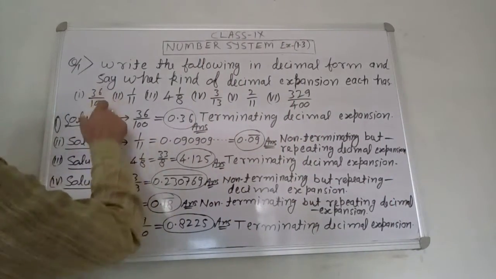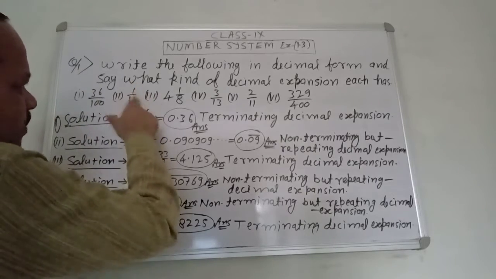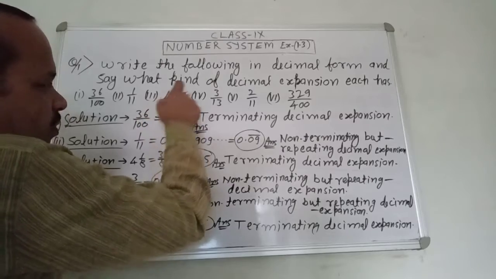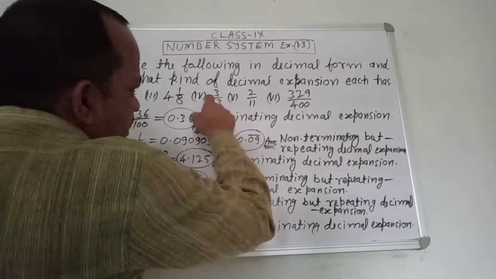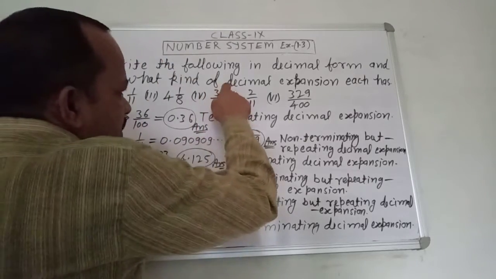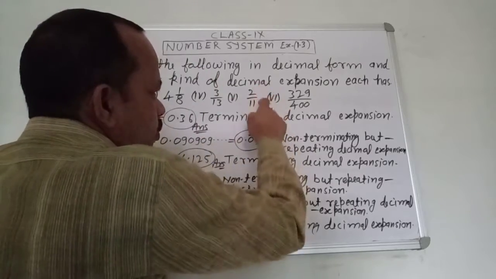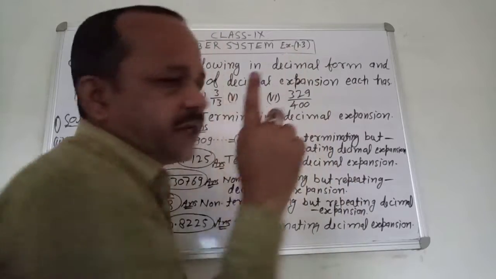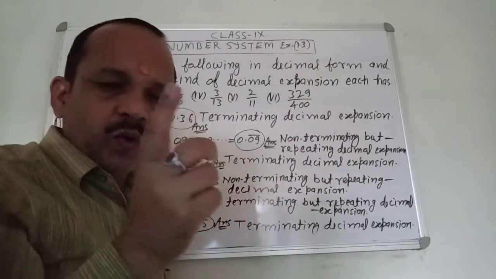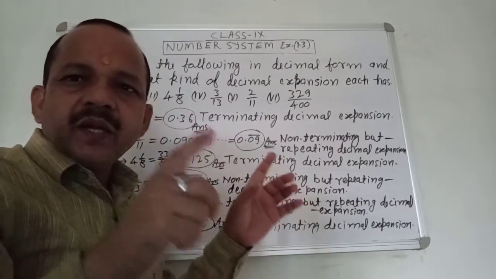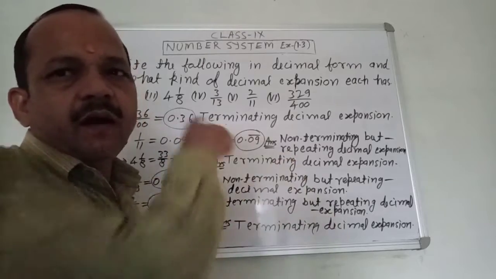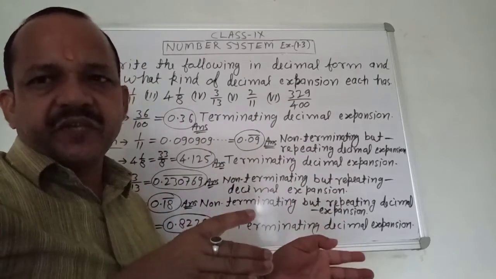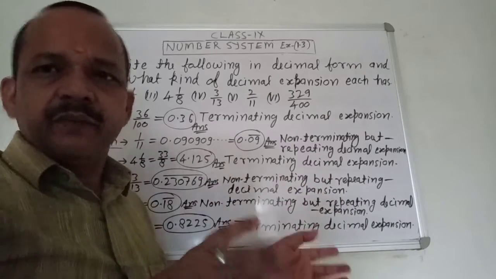First, 36 by 100, second 1 by 11, third 4 1 by 8, 3 by 13, 2 by 11, 329 by 400. Clear? You find the decimal expansion of these fractions. Clear? By the dividing method.